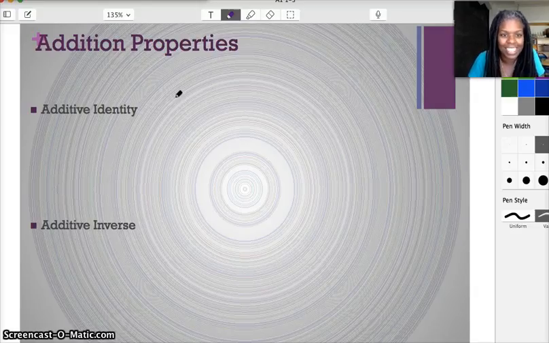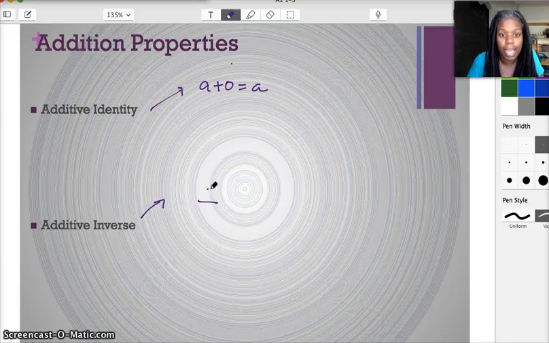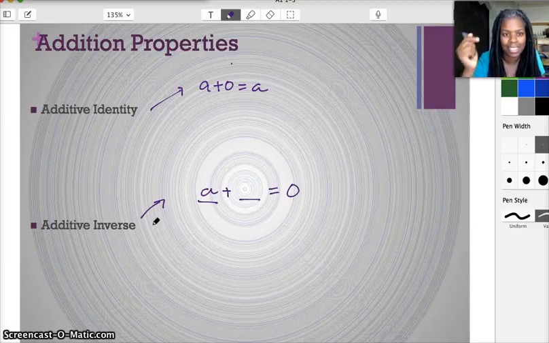The additive identity property, we kind of discussed that before. A plus 0 equals A. The additive inverse property, we did not. The inverse is going to get us back to the identity. So if I had A, A plus what is going to give me 0? This is what the inverse does. It gets you back to the identity piece.